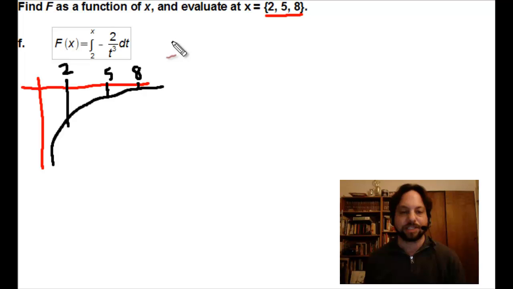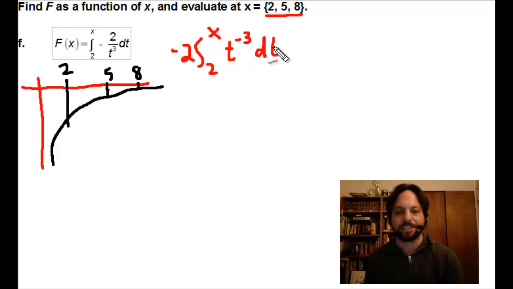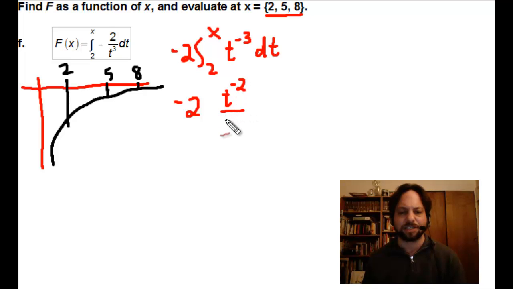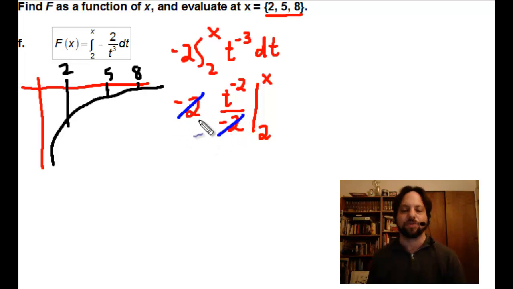So watch how I'm going to do this. What I'm actually going to do is, if I evaluate this from 2 to x, I'm going to go ahead and pull out the negative 2, and what I'm left with inside is just t to the negative 3rd dt. Now, that's not a difficult integral to do. It'll simply be negative 2 times the integral of t to the negative 3rd, which is going to turn into t to the negative 2nd over negative 2, and I'll evaluate that from 2 to x. Now, as you can see, this negative 2 on the bottom is a constant and will cancel out with this negative 2 out here.